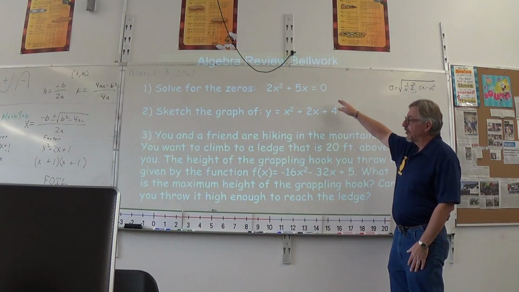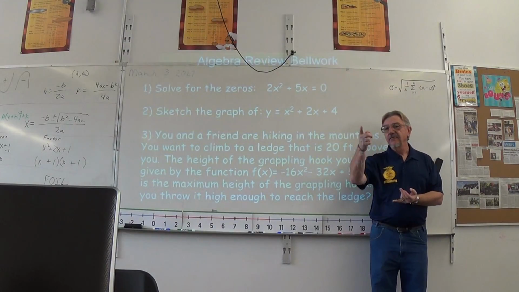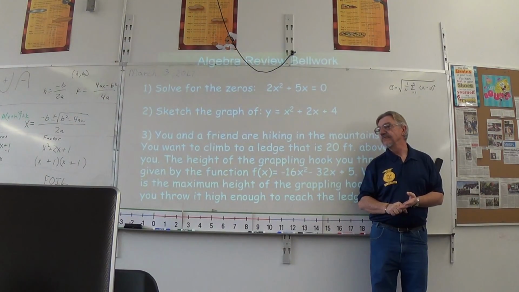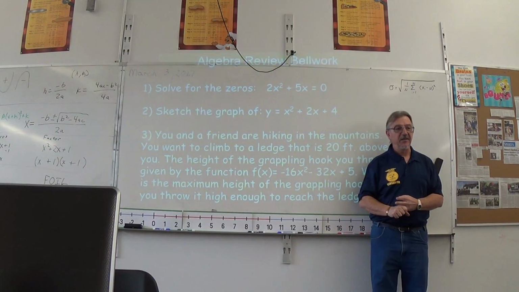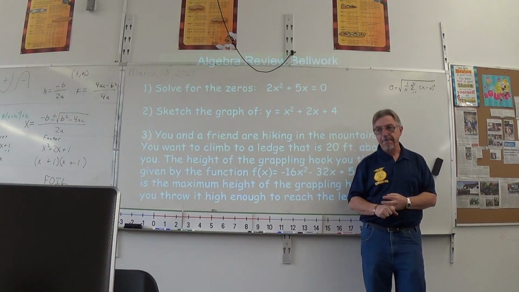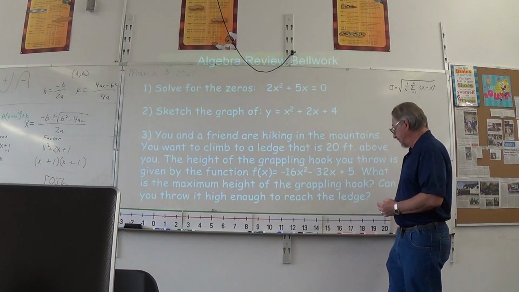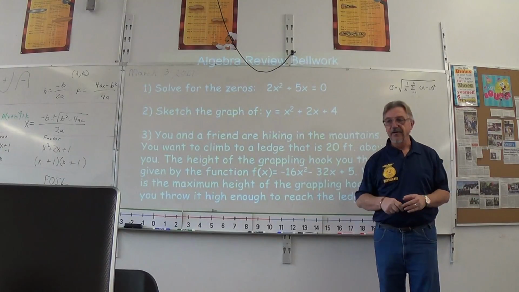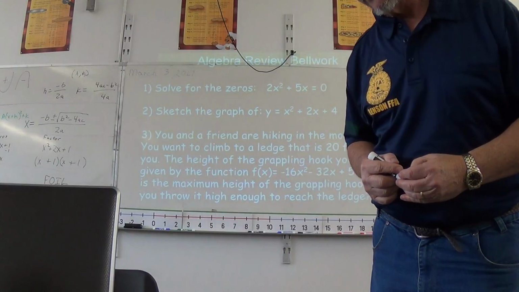All right, so the first one, solve for the zeros. What do we use when we solve for zeros? Quadratic formula. Okay, we all know the quadratic formula, right? Negative b plus or minus the square root of b squared minus 4ac divided by 2a. So that makes this not too difficult. Is this one where we come out with a strange answer? No.